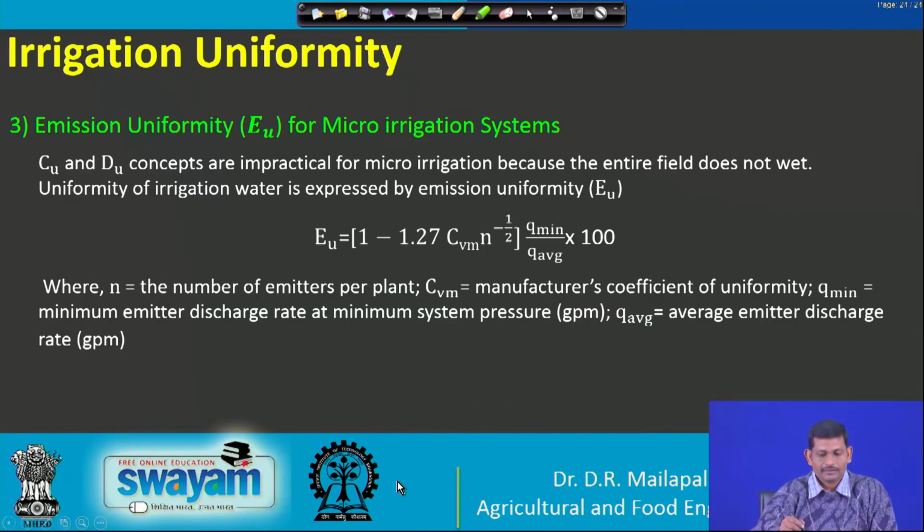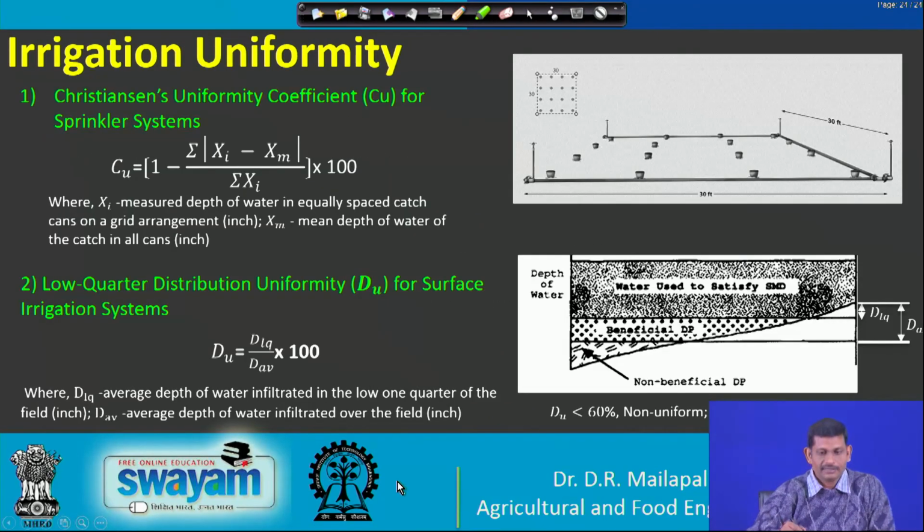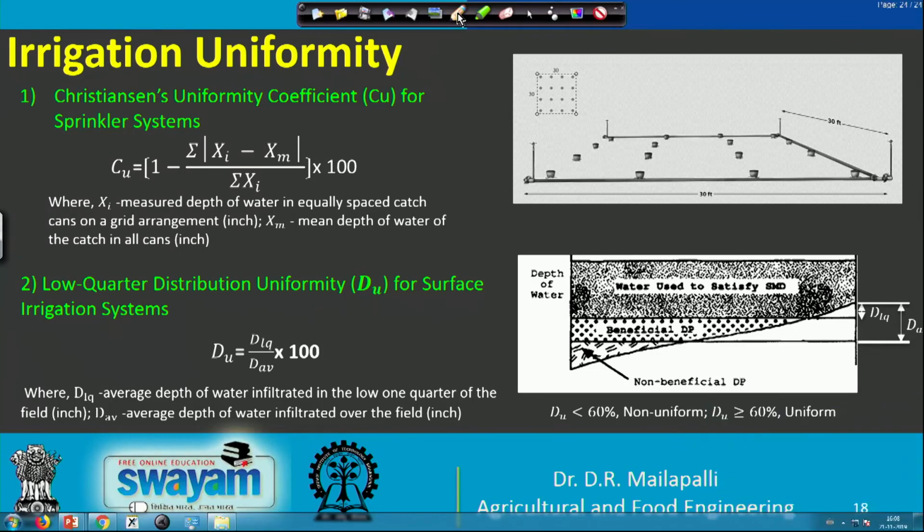And then irrigation uniformities. For different irrigation methods, there are different uniformities. For example, for sprinkler irrigation, the Christiansen's uniformity coefficient is defined as Cu equals 1 minus the sum of |xi minus xm| divided by the sum of xi, into 100. How do we get the xi's?